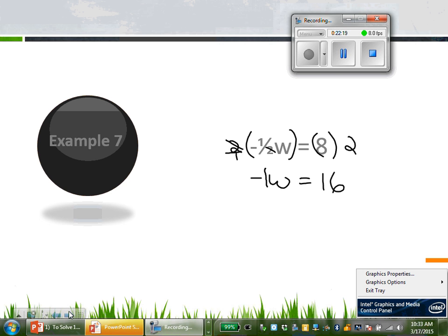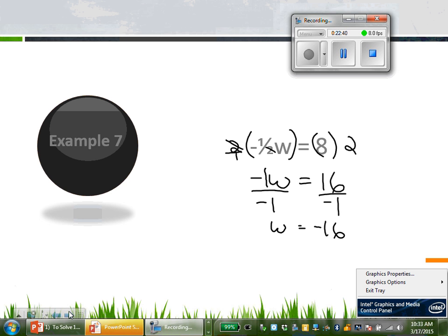Technically, I'm going to divide by negative 1 on both sides. So, w would equal negative 16. The easy way is switch the sign, switch the sign. Okay, that's the easy way. Any questions on that? How many like this whole multiplying by the denominator thing? Makes our problems a lot simpler.